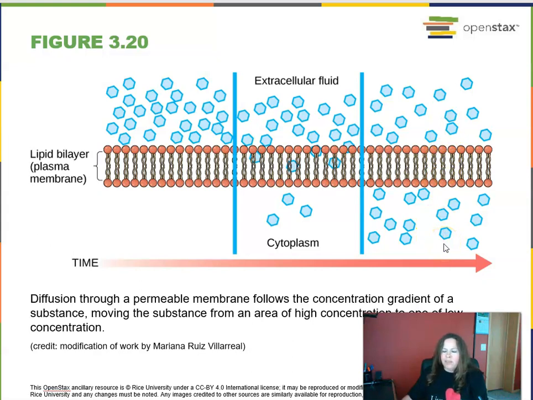Now, not that everything is just going to stop once it's equal or in equilibrium. We're still going to have movement of those molecules across both ways. It's just that it will be in equilibrium in the end.